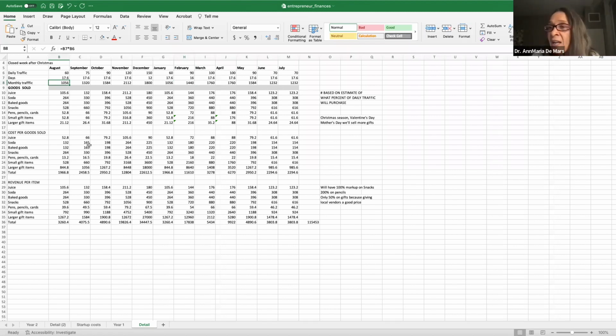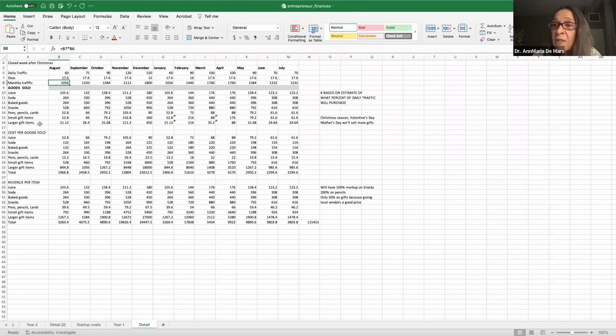If you look at it, there's a lot of numbers, but basically once I do these equations once, then I just drag it all the way across. So I've got number of people per day, number of days, and then the monthly traffic equals number of days times daily traffic.